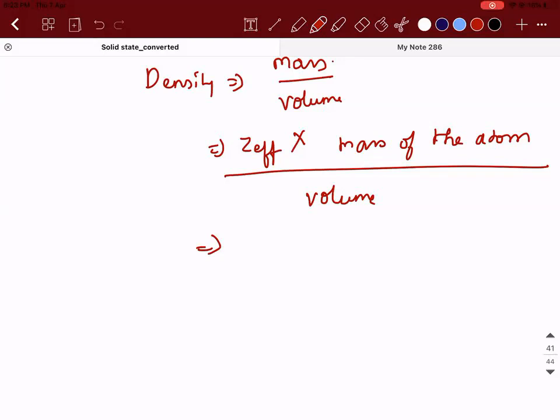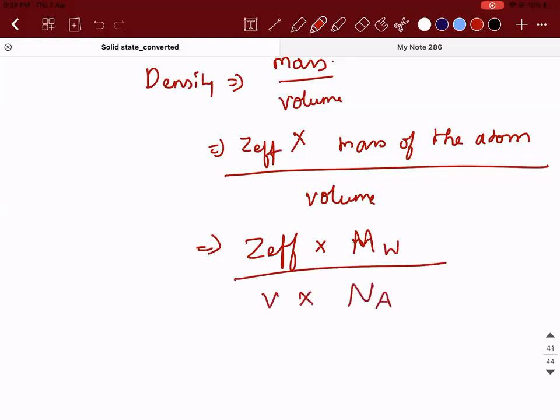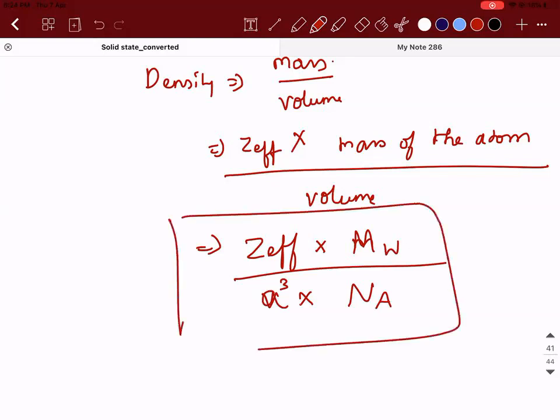Now, Z into the mass of the atom is nothing but the molecular mass or molecular weight, divided by the volume into the Avogadro number. This volume is nothing but a cube. That's it, this is your formula. Complete it and solve the first question. Have you taken note? Interesting law, completed. Shall we go for problems?